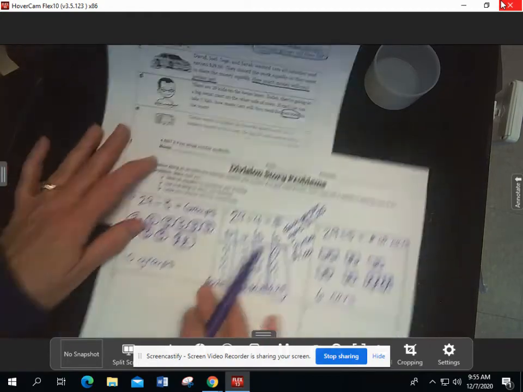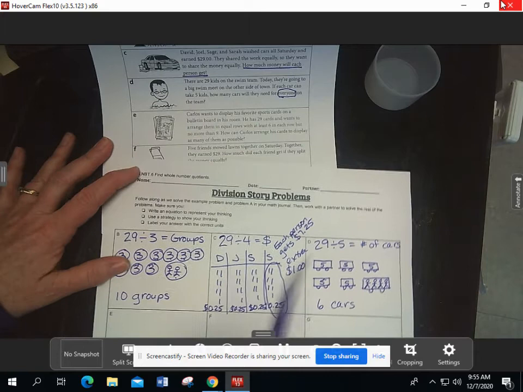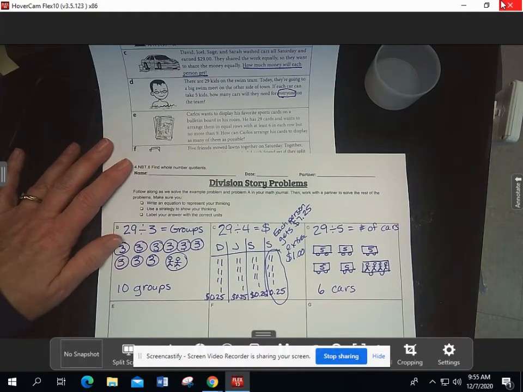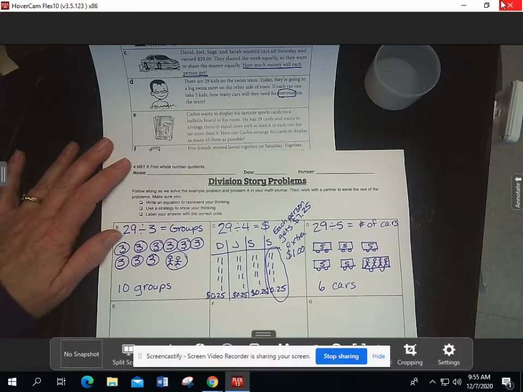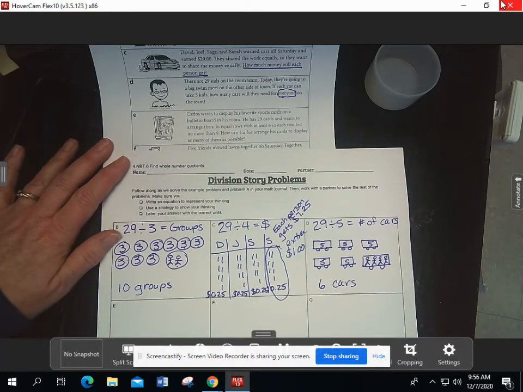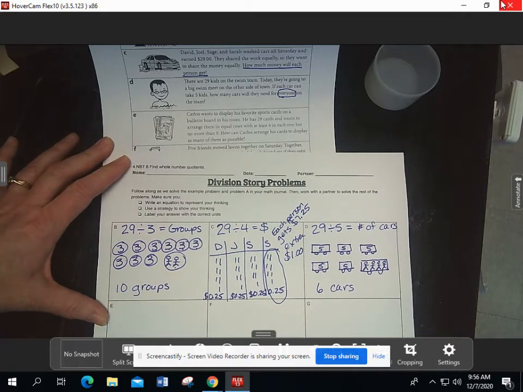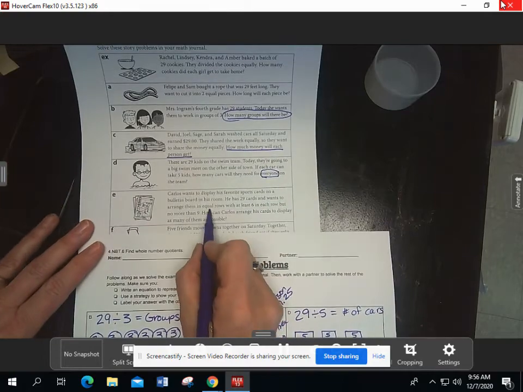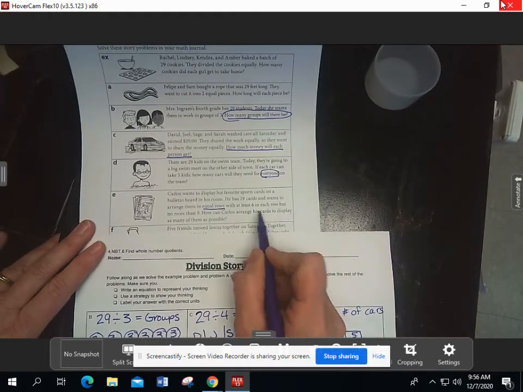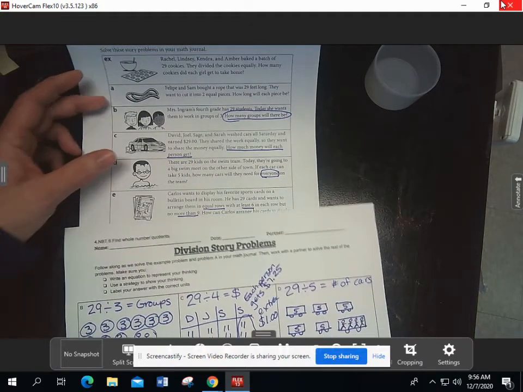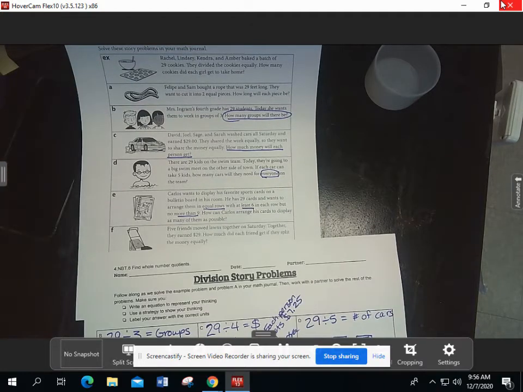Okay, letter E. Carlos wants to display his favorite sports cards on a bulletin board in his room, and he has 29 cards. Imagine this. We keep working with the number 29. He wants to arrange the cards in equal rows with at least 6 in each row, but not more than 9 in each row. And how many of you didn't know what to do because there were way too many numbers? Look at all those numbers. What do we do with all of them?